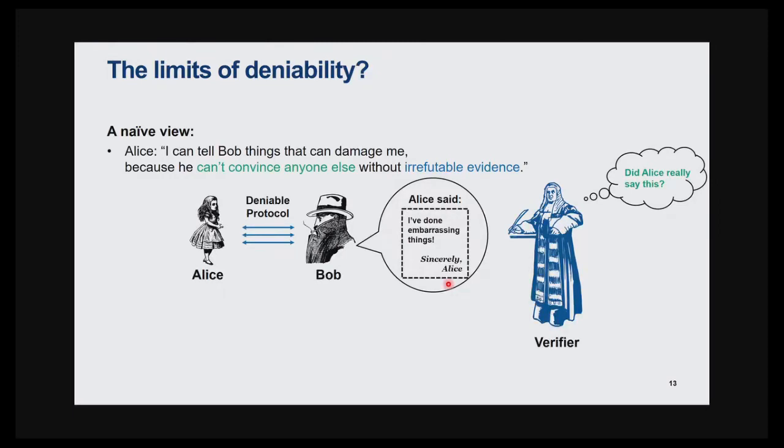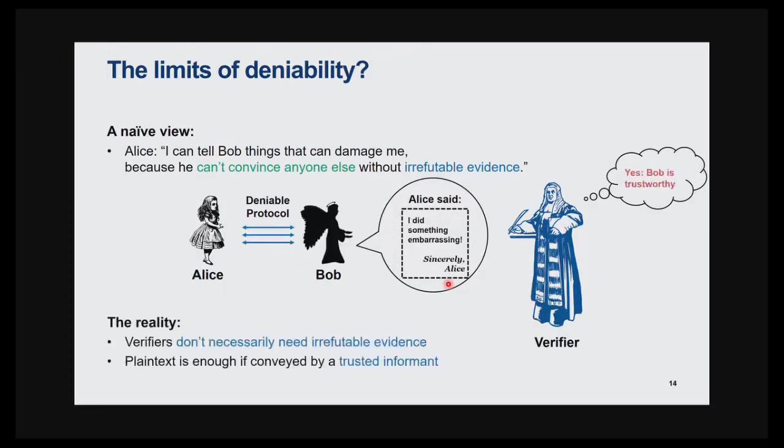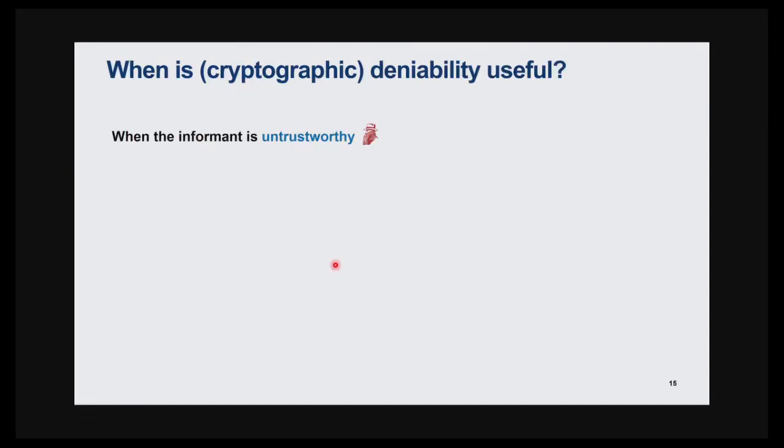But even if you are using a cryptographic deniable protocol, if the verifier trusts the reporter, which in this case is Bob, then it wouldn't matter whether Bob could have fabricated or not, right? So if I trust Lachlan and Lachlan tells me that Alice said something to him, then I might believe that regardless of whether they use a cryptographic deniable protocol or not, right? So the use of a cryptographically deniable protocol is relevant only when the informant who is taking this transcript and trying to convince some verifier is somehow inherently not trustworthy.